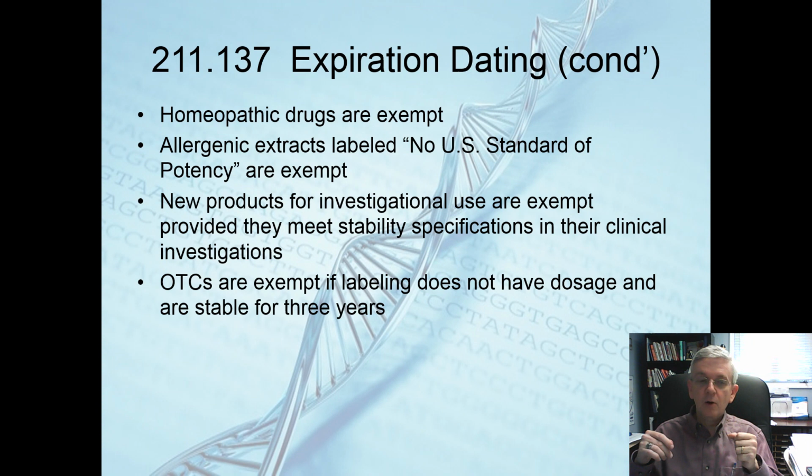Continuing with that, homeopathic drugs are exempt from that type of thing. Allergenic extract labeled as no U.S. standards of potency are exempt. New products for investigational use are exempt, provided they meet stability specs in their clinical investigations. And OTCs are exempt if labeling does not have a dosage and are stable for 3 years, which means you have the data showing that they're okay for 3 years.